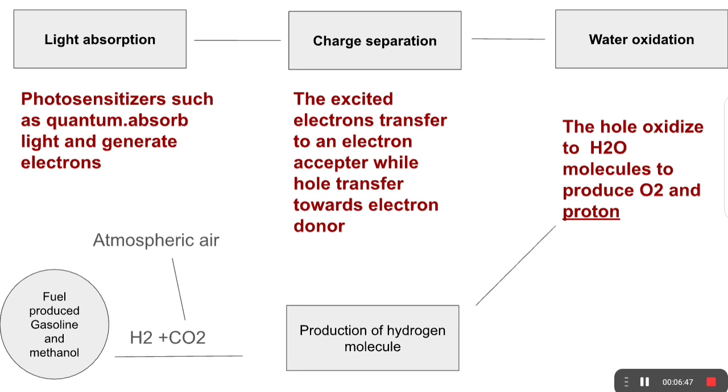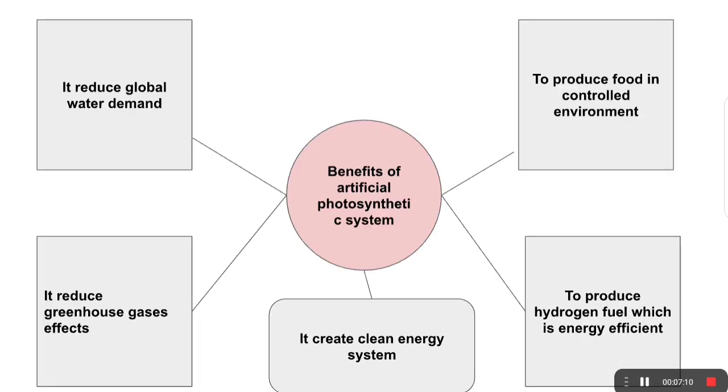Now this proton is responsible for the production of the hydrogen molecule. Now this hydrogen molecule reacts with atmospheric CO2 and produces chemical fuel such as gasoline and methanol. This is the entire process of the artificial photosynthesis system.